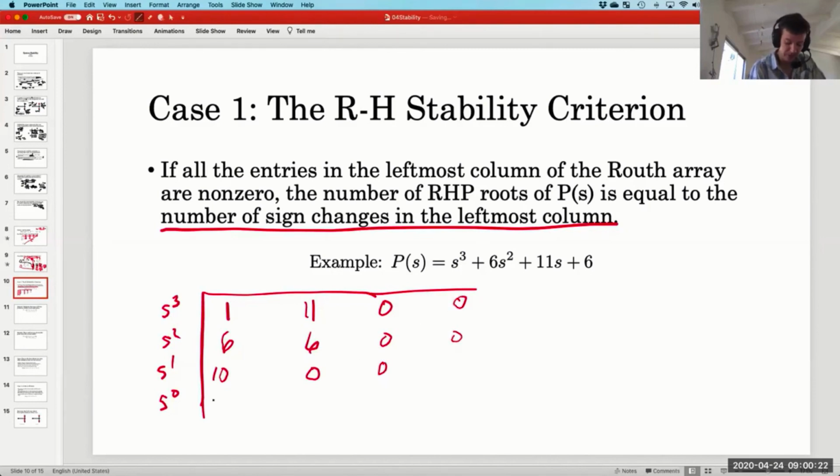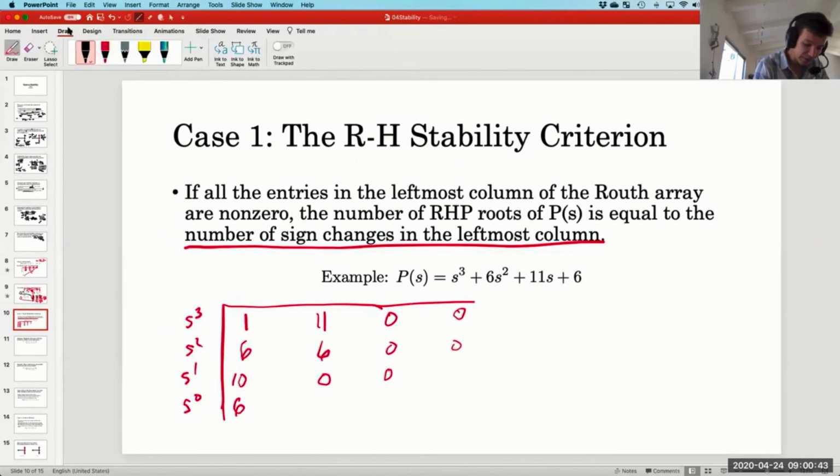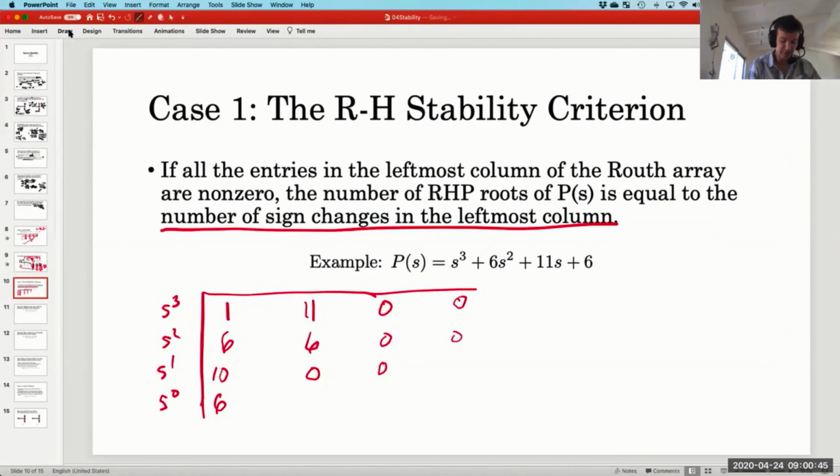Yeah. So let's go to the C sub 2. That would be 10 times 6 minus 0, divided by 10. So that's 60 minus 0 divided by 10, so we get back to 6. All right. So this is the completed Routh array.